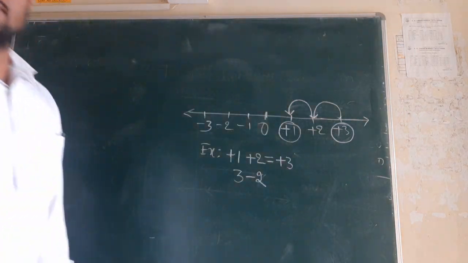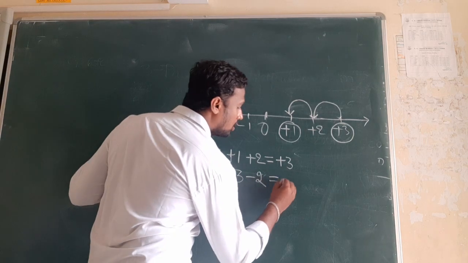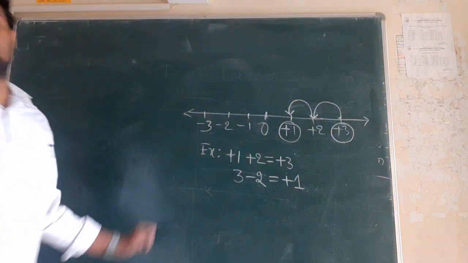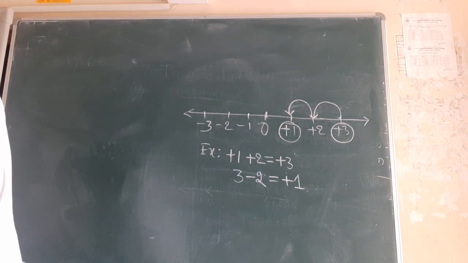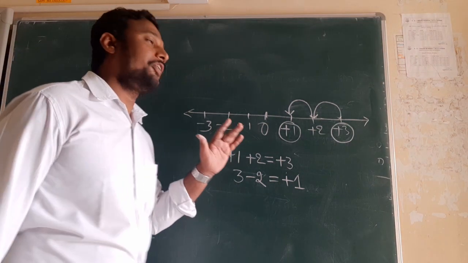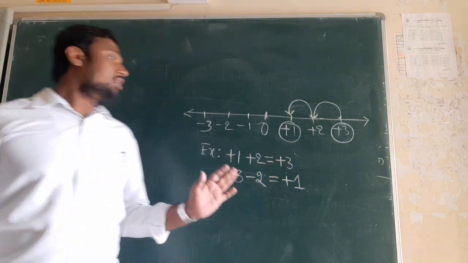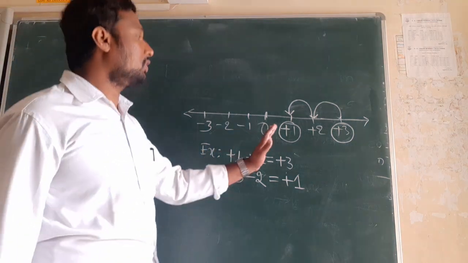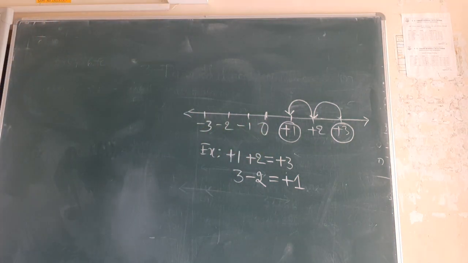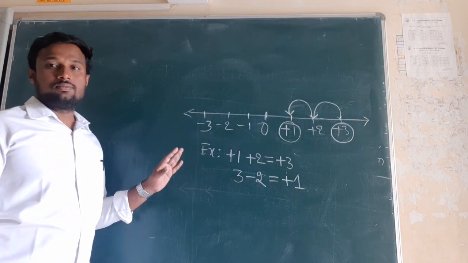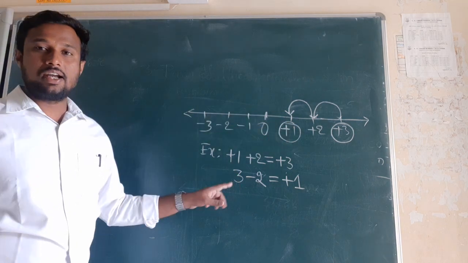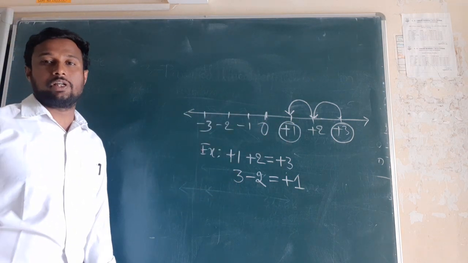So the answer is, you can write it as plus 1 or 1 also. So this is the second example. From this example you have to remember that when you subtract from an integer, you have to move towards the left part of the number line. Okay. So here write this example. Draw this number line, mark these things and write this second example below that.